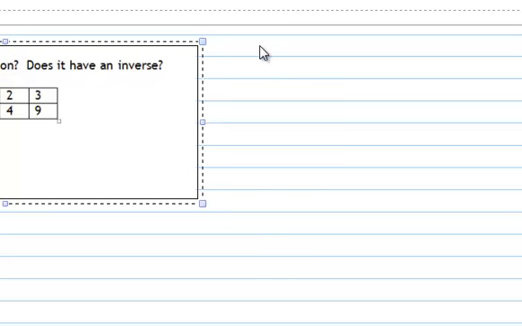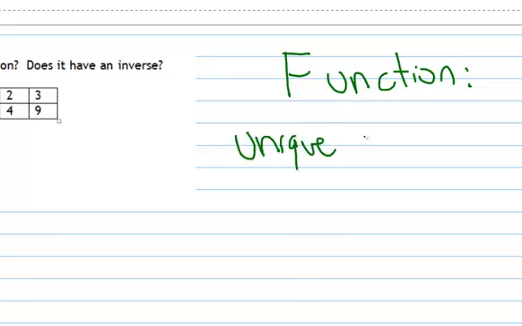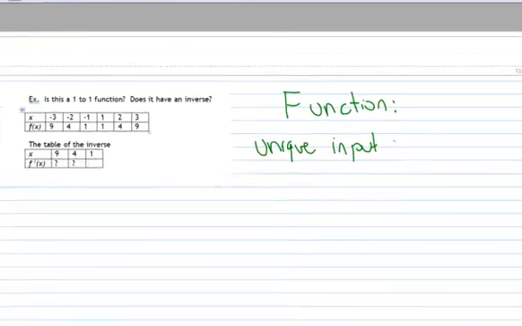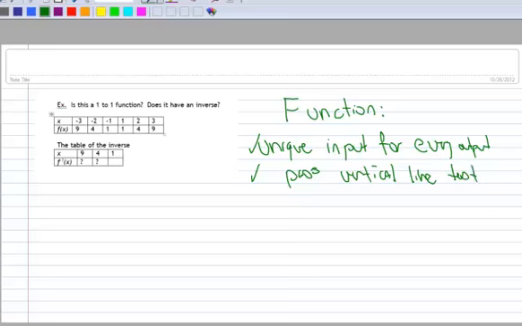So in order to have something be a function, remember our definition, you had to have a unique input for every output. Okay, that was one criteria. And the second one is it had to pass the vertical line test. Vertical line test.